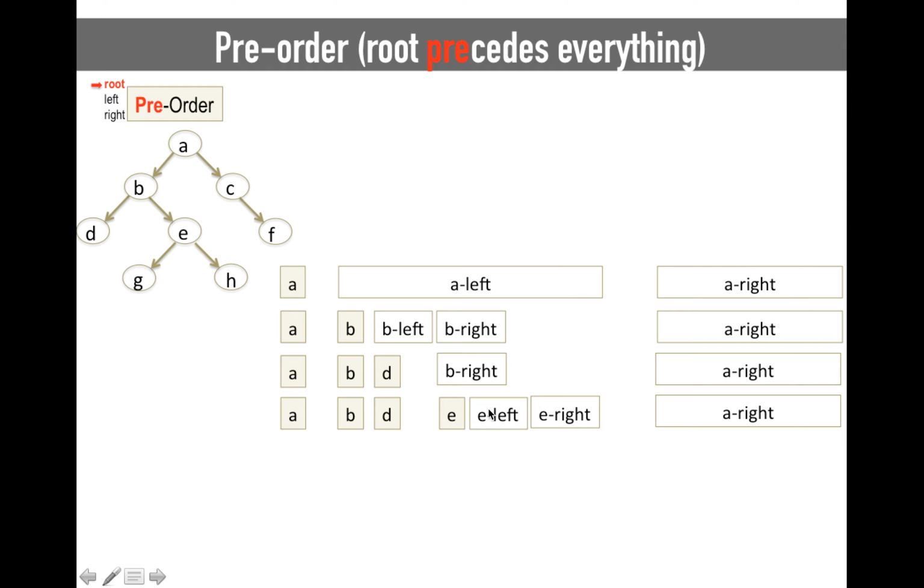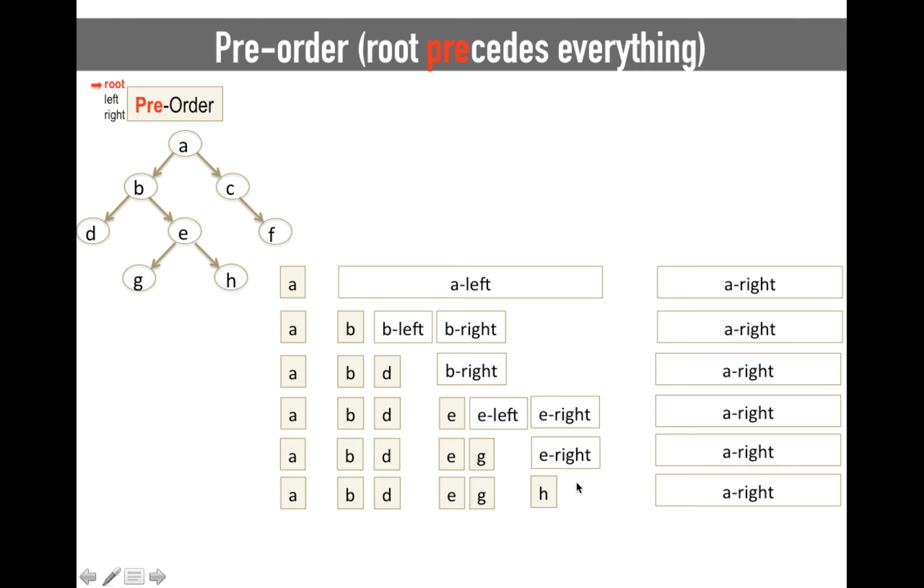Let's go for E left. Root goes first, so G appears here, and we don't put anything else because G doesn't have any children. Let's go for E right. This is H, and no children here. We have finished with the left subtree. Let's go for the right subtree.